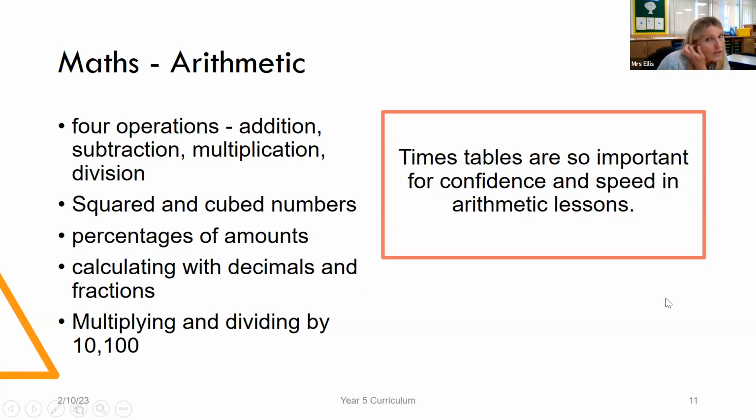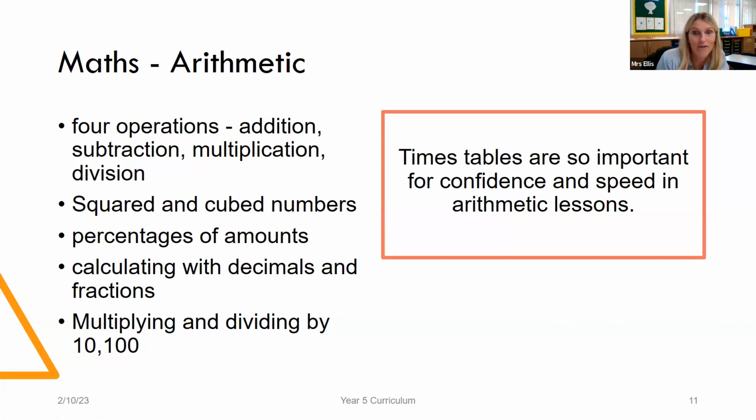In the big red box, it's just telling you how important times tables are for their confidence and their speed in arithmetic lessons. So I know last year the children took part in an arithmetic times tables test at the end of year 4. And then what we find is they've literally been on it so much in year 4, they get to year 5 and they don't go on TT Rockstars, they don't practice their times tables.